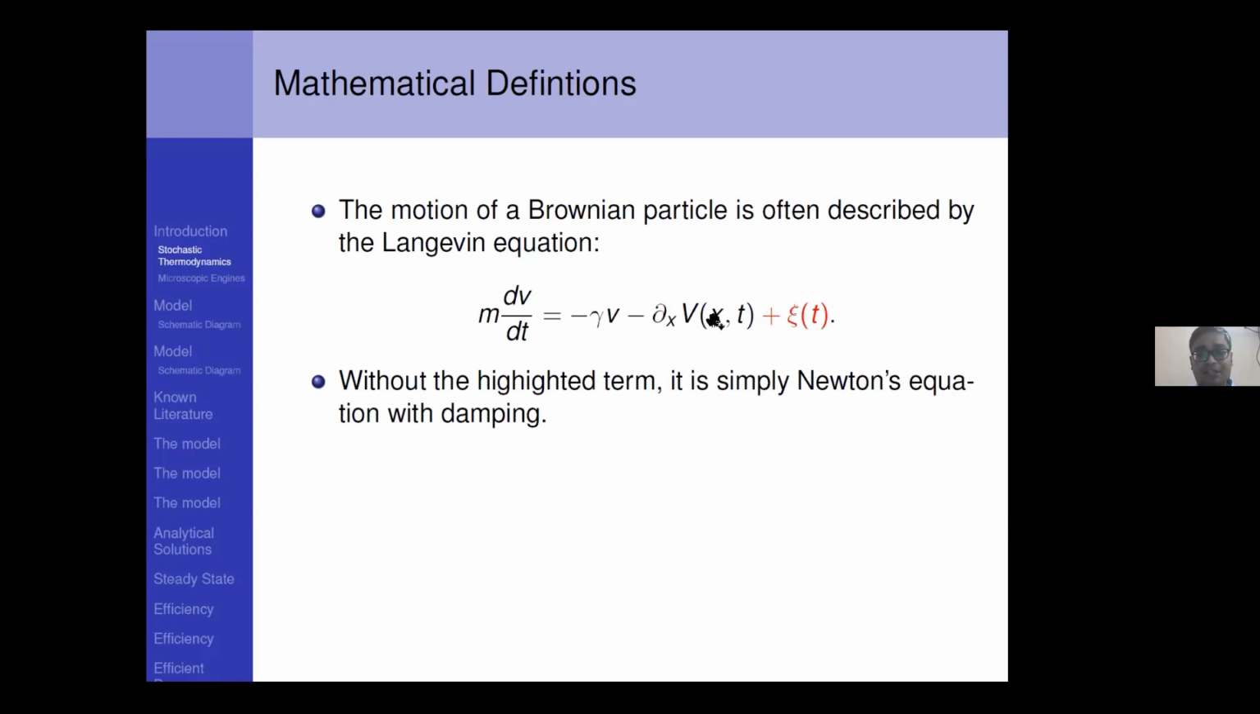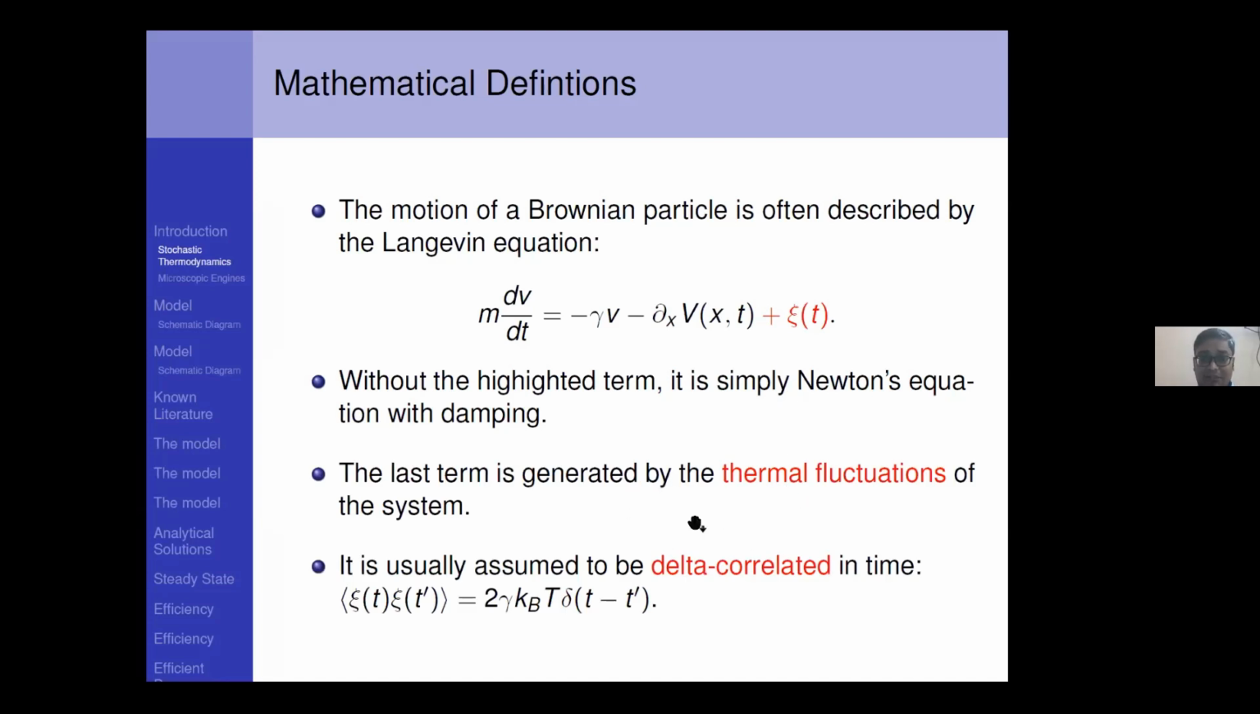Up to these two terms is simply Newton's equation with damping, and the evolution is deterministic. But now, because there are thermal fluctuations, this Brownian particle is receiving random kicks from the surrounding molecules. There is a random portion of the force. This is a random force, and it's usually assumed that this is delta correlated in time, which turns out to be a reasonable assumption in most cases.